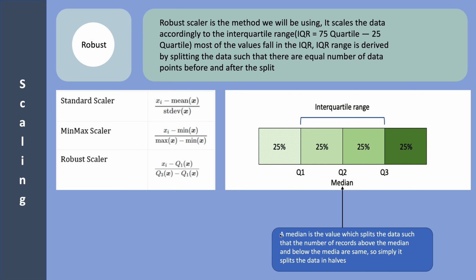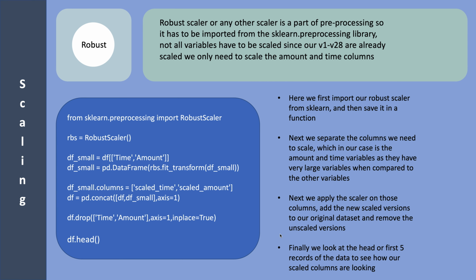To code this, we will need to import our robust scaler from sklearn.preprocessing. Then we will save it to our RBS function. We are only scaling date and time columns since our V1 to V28 columns are already scaled. Next, we separate the columns we want to scale, and then replace the unscaled columns with the scaled ones.